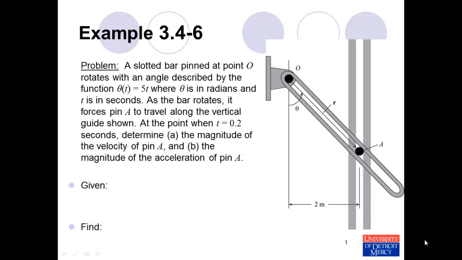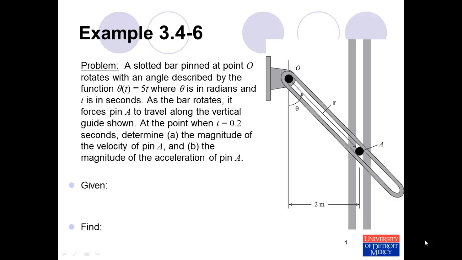This example is from the text Conceptual Dynamics. Specifically, this is example 3.4-6. The problem statement reads, a slotted bar pinned at point O rotates with an angle described by the function theta equals 5t, where theta is in radians and t is in seconds.